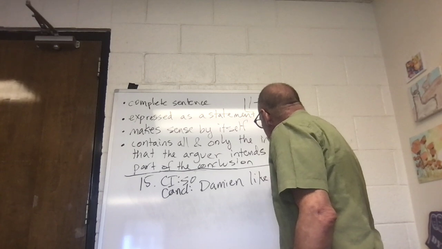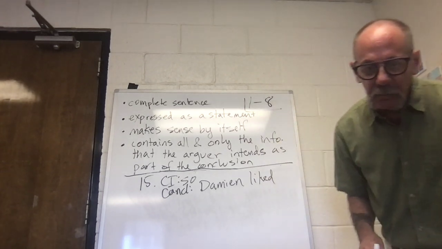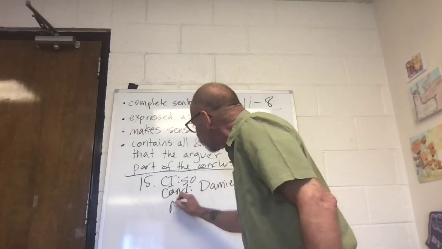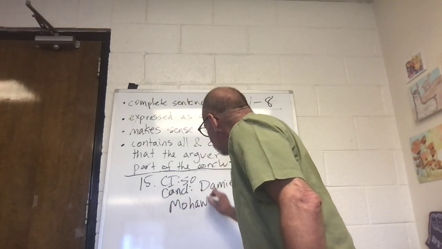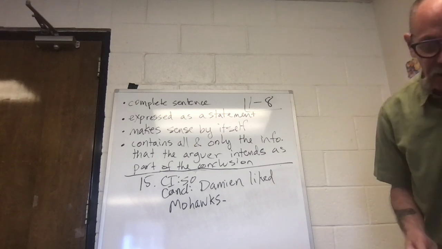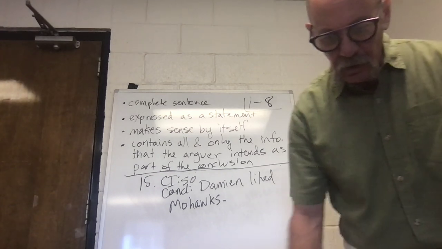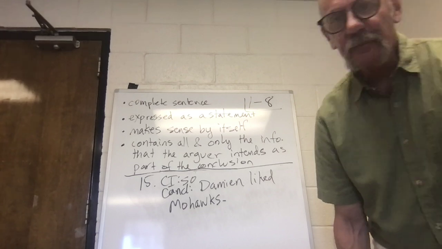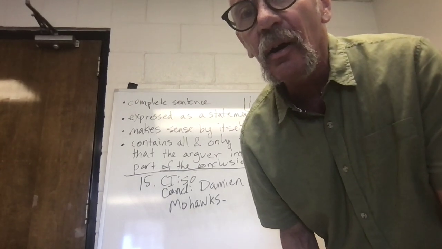That's the proper name Damien. And then you have to replace them with the noun to which that refers. Them refers to mohawks. So there we are for number 15. All right, let's go to now number 19, which reads as follows.